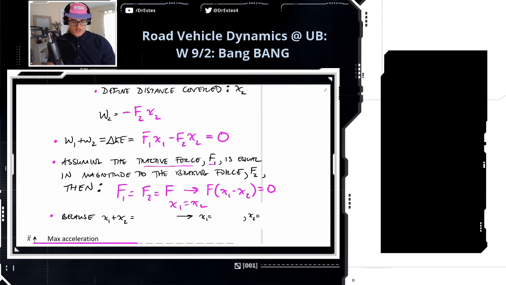And then, okay, so exactly what are these? Well, you have the constraint of the length of the straight. We know if you add those two together, it's a quarter mile. So if they're equal, X1 is an eighth of a mile, X2 is an eighth of a mile. So that's how you break it down mathematically, step by step. Does that make sense?